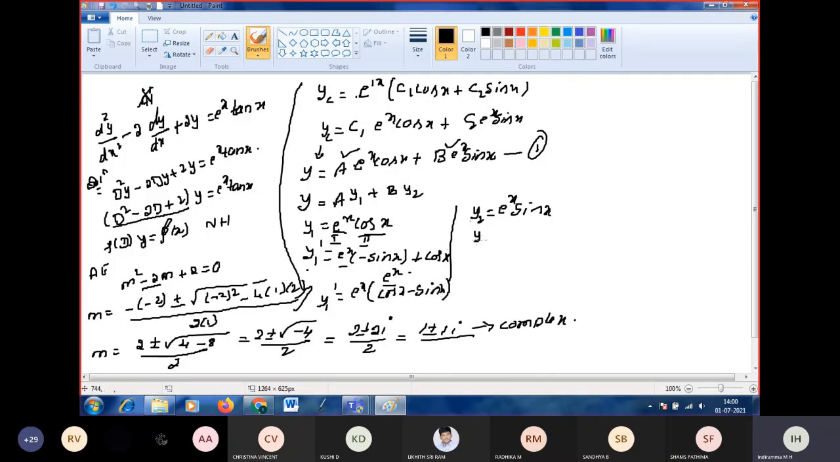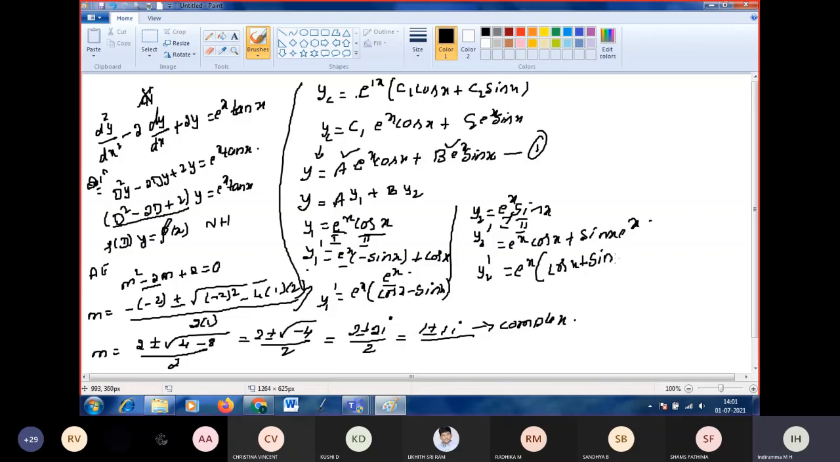Next come to y2 dash. Since here also we have two terms with x, we have to use the product rule. First function into differentiation of second plus second function into differentiation of first. Is it right? Take e power x common, cos x plus sin x.